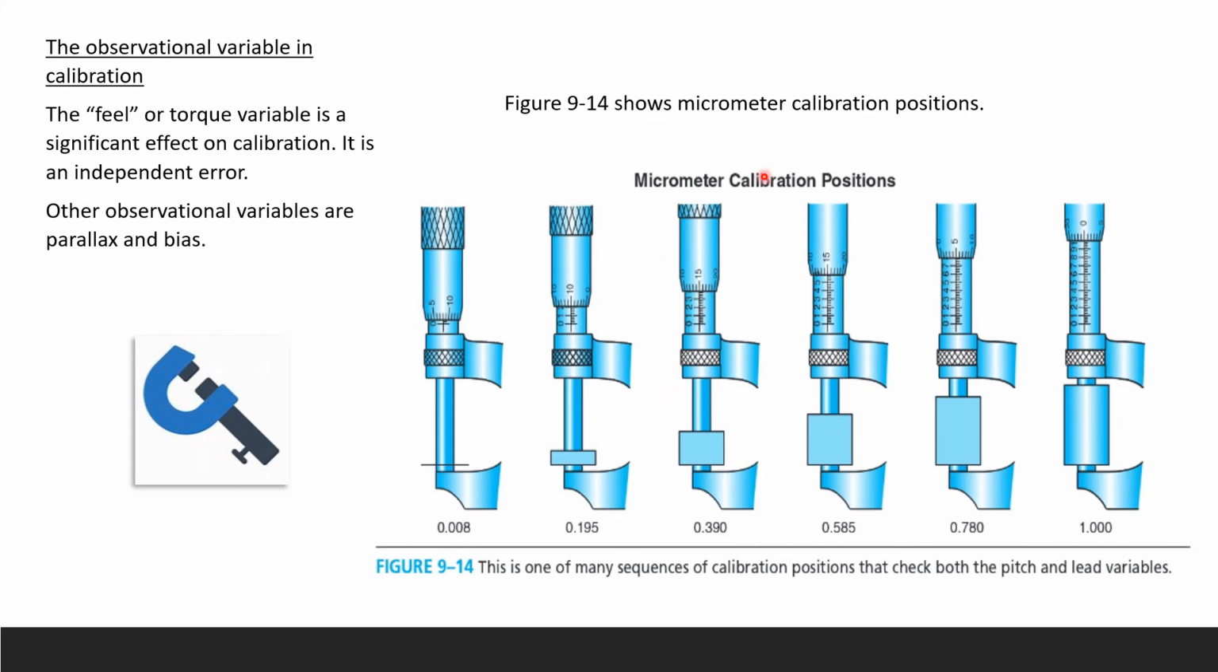Anyway, here it shows your micrometer calibration positions. You go to the first position at 0.008, the second position at 0.195, and the third one is 0.390, and so on. This is one of many sequences of calibration positions in your micrometer, and it's checking both the pitch, your axial variable, and the lead, your rotational variable.